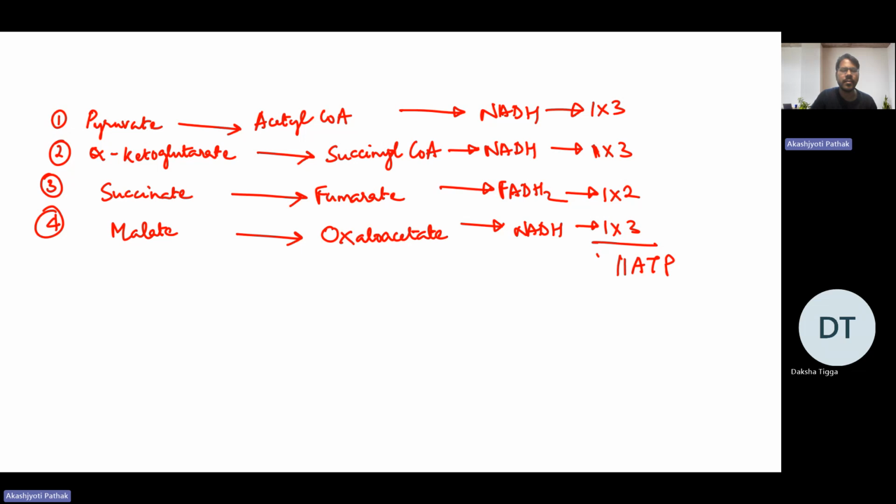Other than this, you have one of the steps where GTP is directly produced by substrate level phosphorylation. Substrate level phosphorylation is when your succinyl-CoA is getting converted to succinate. That will give you one GTP molecule.